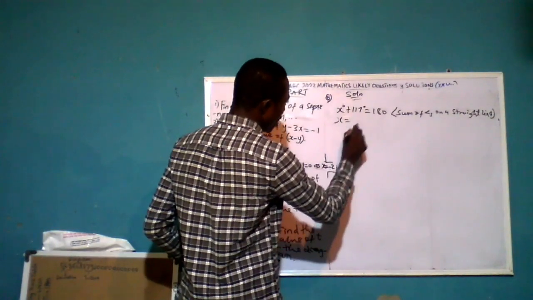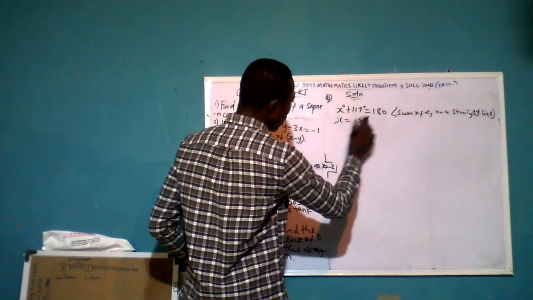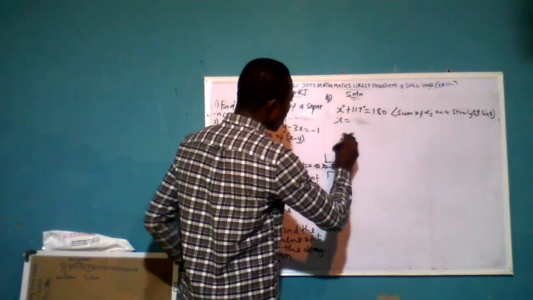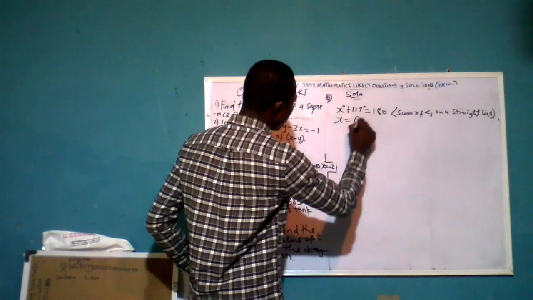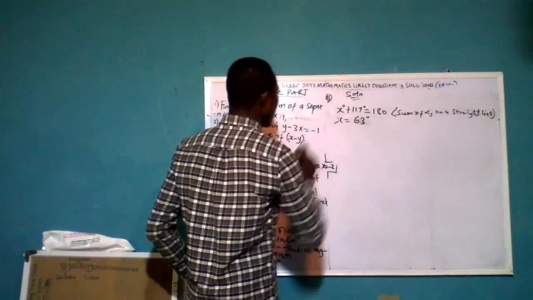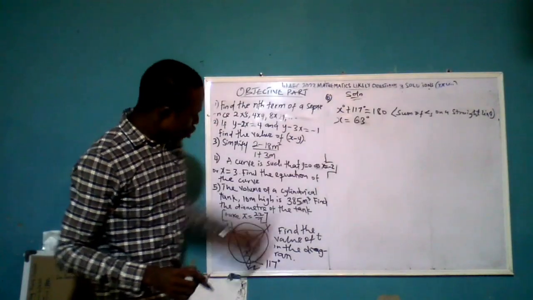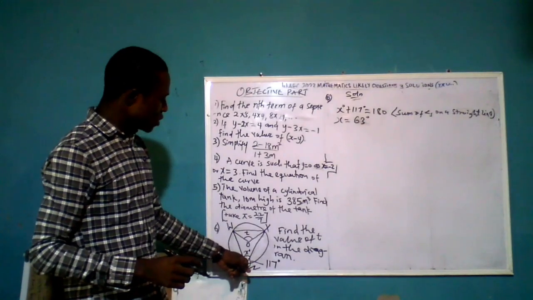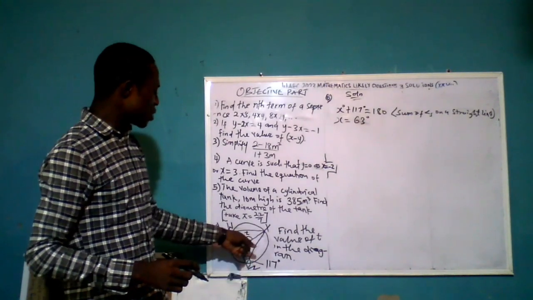Therefore, x is equal to 180 minus, and straight away, 180 minus 117. That is 63, that's 63 degrees. So having done that, don't forget that the angle at the circumference is always half the angle subtended at the center of the circle.